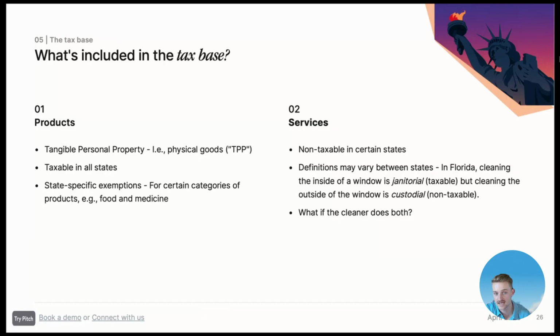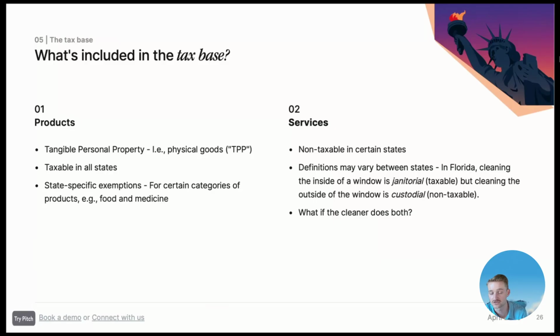The even more complicated category is when we start to talk about the taxability of services. So certain states don't tax services at all. Some states take a very narrow definition of what's taxable, and that really only applies to physical products. Other states take a much broader stance, and they tax both physical products and services as well. And then services have very specific definitions. So I have a few examples here.